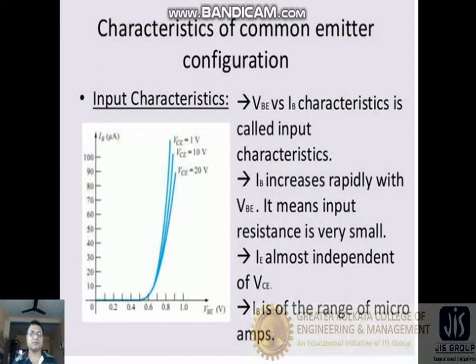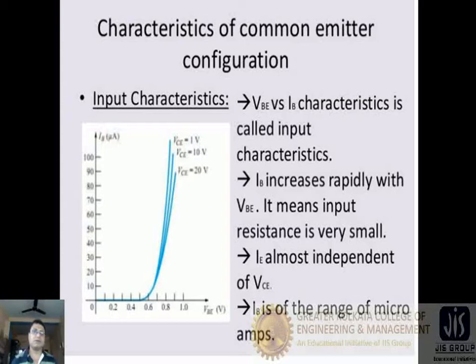Now we are going to discuss the characteristics of the common emitter configuration. In this common emitter configuration, the emitter is common, and this is the input characteristics. VBE, that means base to emitter voltage, versus IB characteristics is called the input characteristics. IB increases rapidly with VBE. It means the input resistance is very small, and almost independent of VCE. IB is in the range of microamperes.